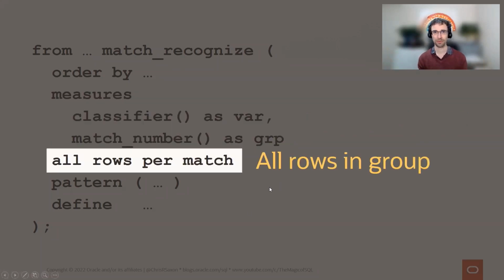Next, we've got this all rows per match. Again, this is an optional clause. We can exclude this, but if we do that, then it groups the rows together into one. So by default, it's one row per match. If we've matched 10 rows, like group by, we just get one row in the output instead of 10 individual rows.